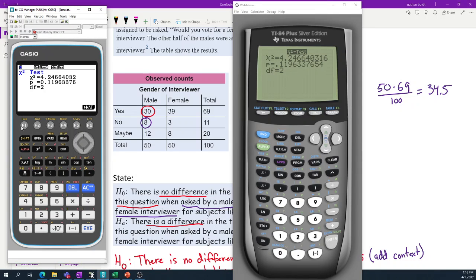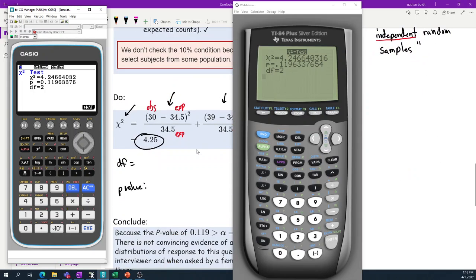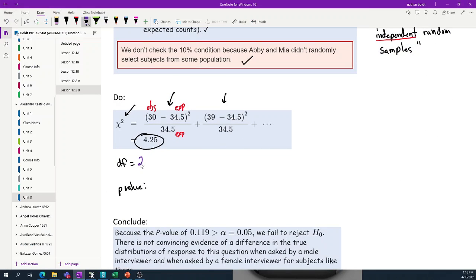And so now we have our chi-squared, our p-value, and the degrees of freedom. Done and done. Not too bad. So the degrees of freedom were 2. Our p-value was 0.119.